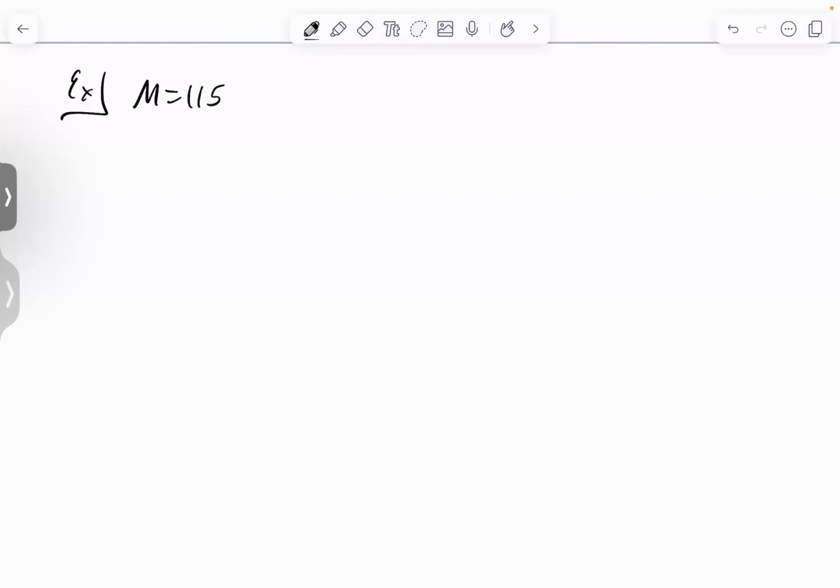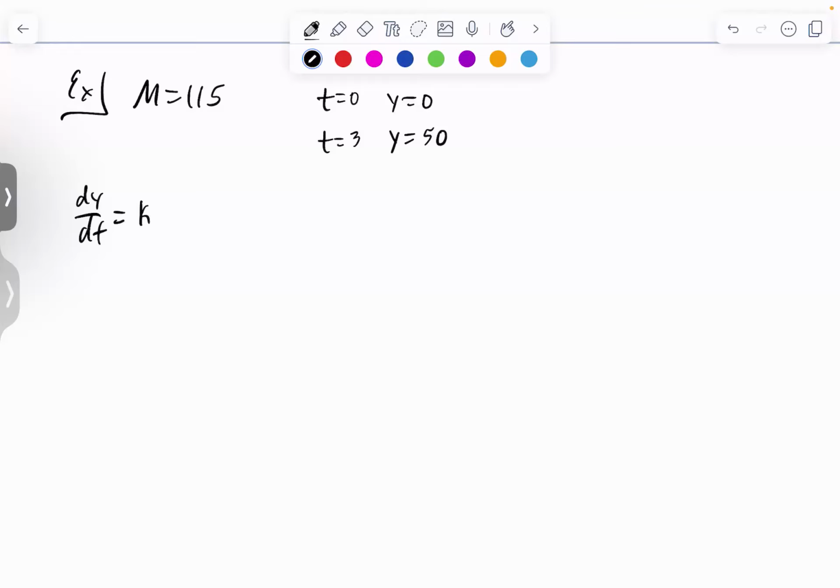Now we're going to assume that when she first starts, she has sold no products. However, they tell us in the problem that after 3 months, she has sold 50,000 products. And we're going to use this information to build our equation. So our dy/dt is equal to k(M minus y).